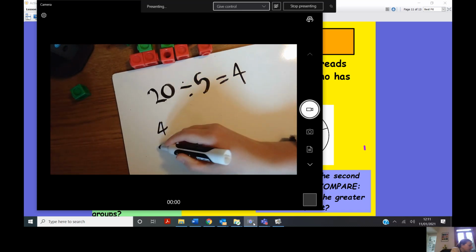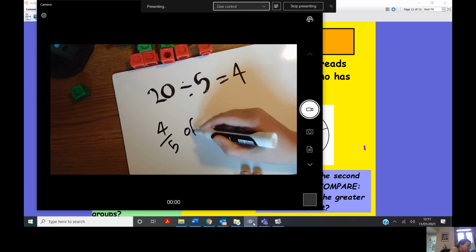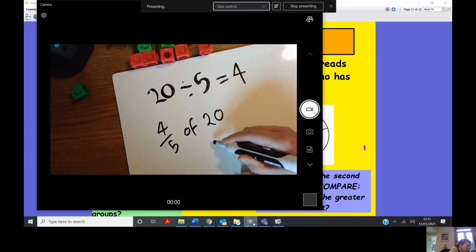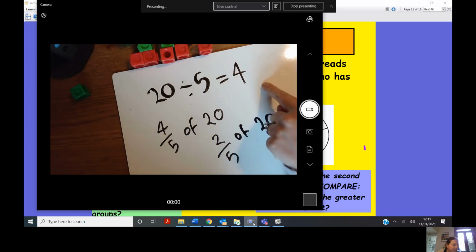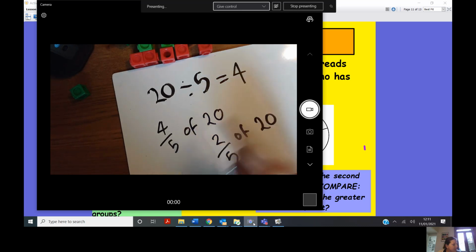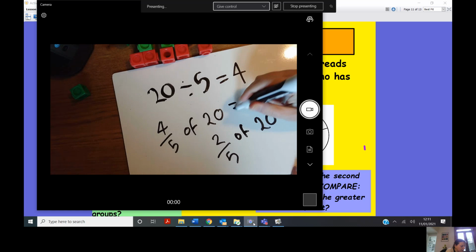I want to find 4/5 of 20 and 2/5 of 20. I can see visually that one is larger than the other, but I want to double check with my numbers. So remember, fractions of amount, divide by the bottom. We've already divided by the denominator. We get the answer 4. Times by the top. 4 times 4 is equal to 16.